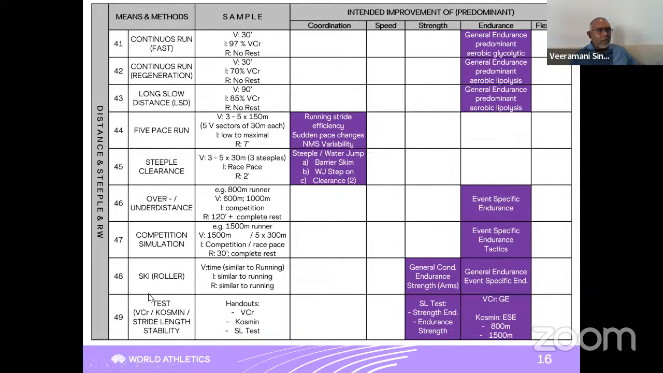Skiing, rollers, again, is not predominantly used in a local setting, but you can also use them. Now we have roller skates that we can use to help improve some of this general endurance for the arms and the legs. Of course, the last one is the VCR test, crosswind, and stride length test that you can use for stability.